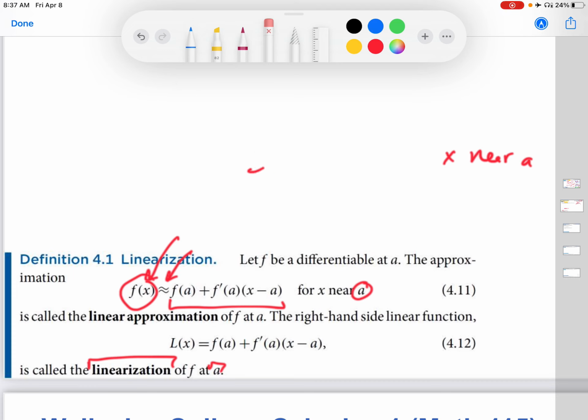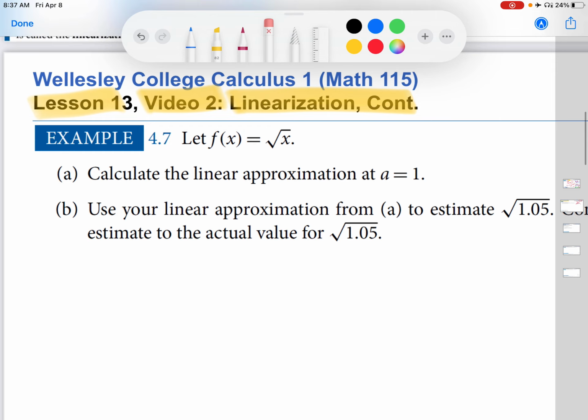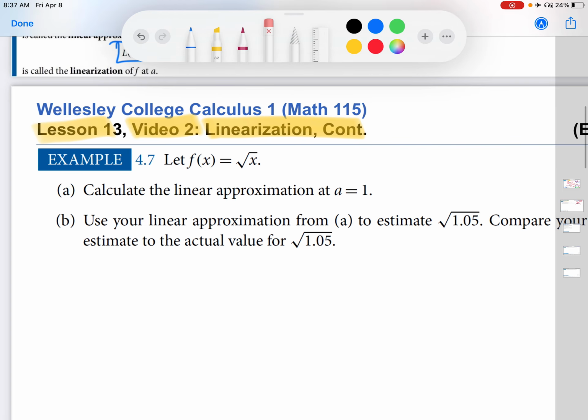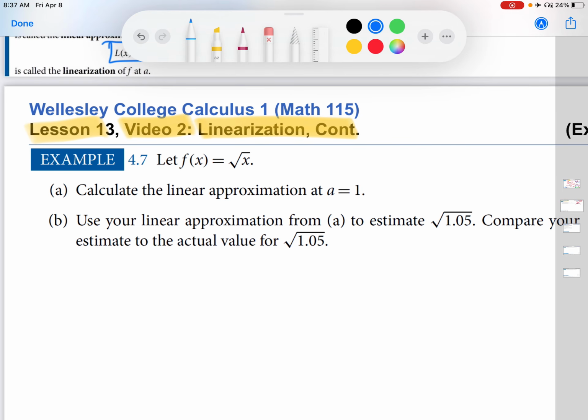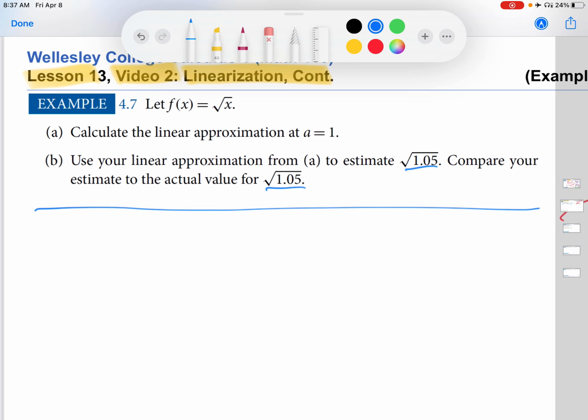Okay, so let's go back to the example that we're going to solve in this video. Let's see what it says. Suppose f of x is square root of x. Calculate the linear approximation at a equals 1, and then use it to compare your estimate of square root of 1.05 to the actual value. We actually did a lot of the work here in the previous video, so I'm just going to recall what happened there.